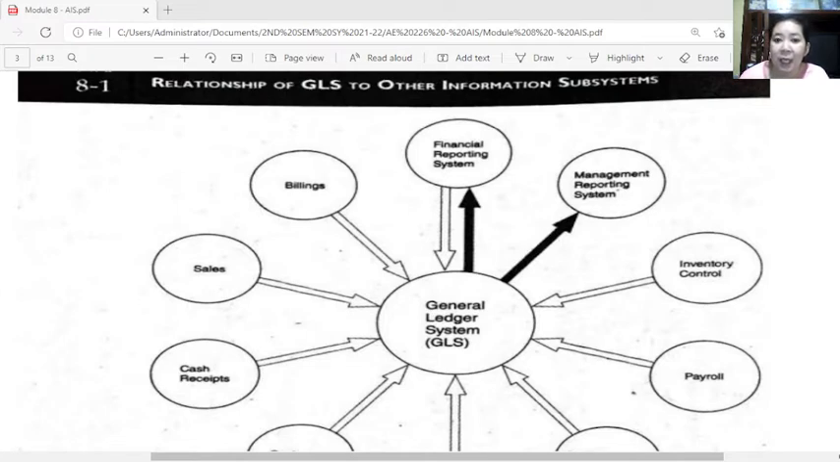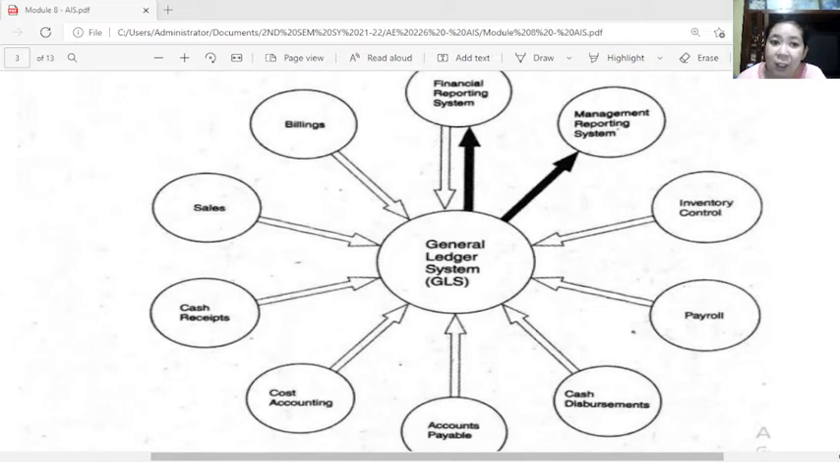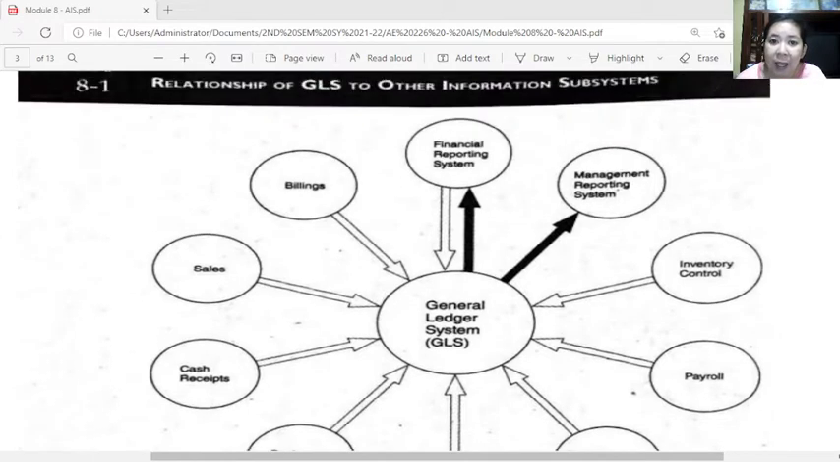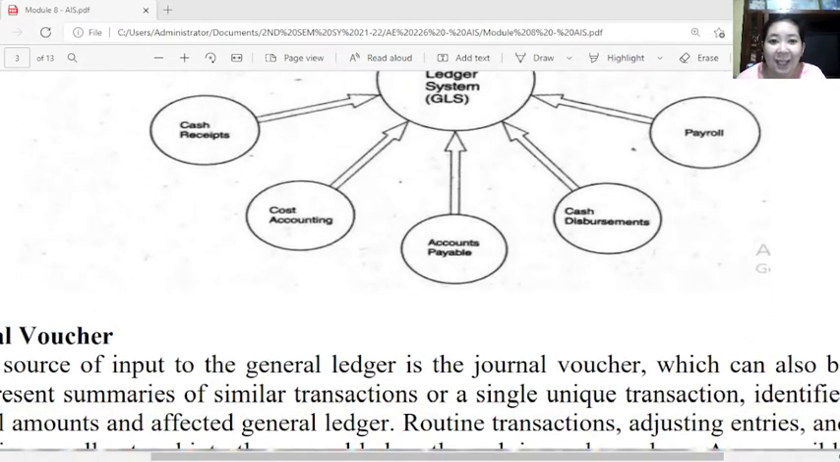So basically, the input coming from the general ledger system will be used, as mentioned earlier, for our financial and management reporting systems respectively. In these cases, all of the transactions such as billing, sales, inventory, payroll, and so on, are where the economic transactions are coming from, which will be captured and recorded in the general ledger system, and also will be used for financial and management reporting systems later on.